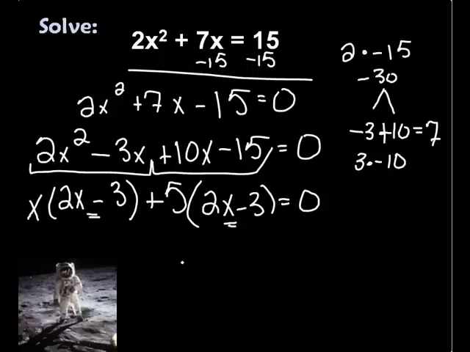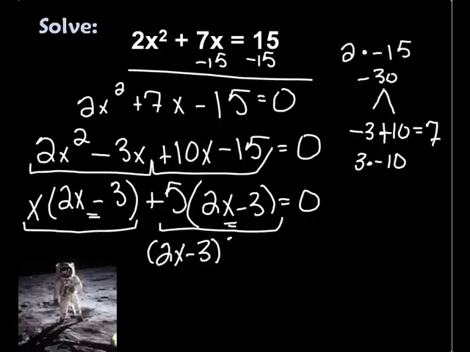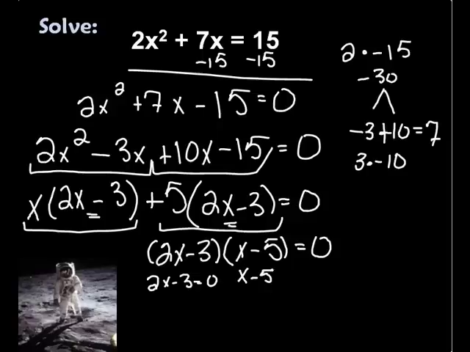To continue my grouping method, I look in this one and I look in this one and I say, what do they both have in common? That's right, 2x minus 3. And if I pull out a 2x minus 3, I'm left with an x minus 5. Now remember, this still equals 0. Just like the last one, we're going to make them each equal to 0. And then we're going to solve.